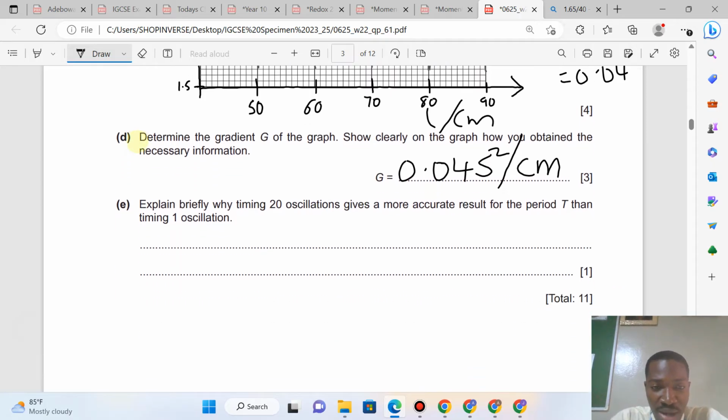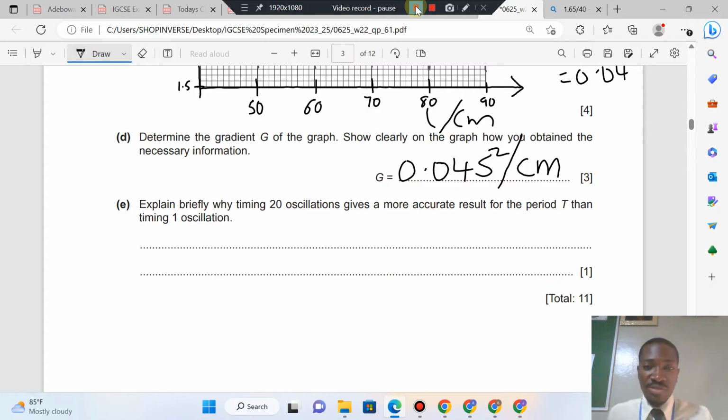Explain briefly why timing 20 oscillations gives a more accurate result for the period than timing 1 oscillation. Well, when you are taking 20 oscillations, any form of error that's coming due to any form of delay would have an insignificant effect. It will have very little effect in comparison with when you are taking only one value. Okay, so reading 20 oscillations reduces the effect of errors on your values.